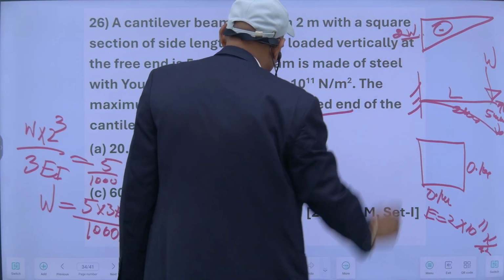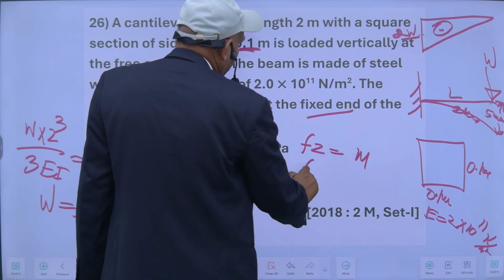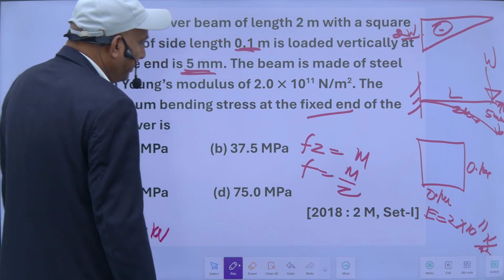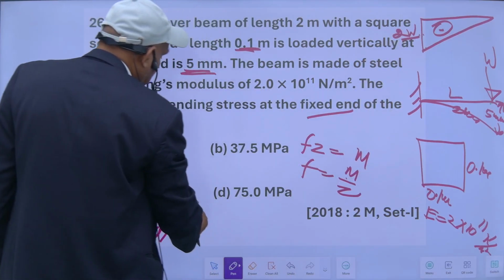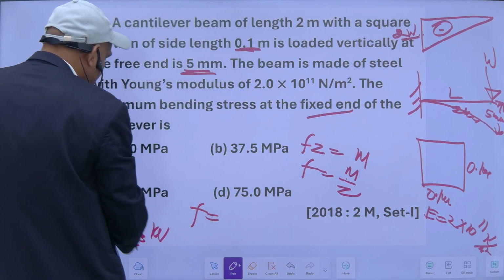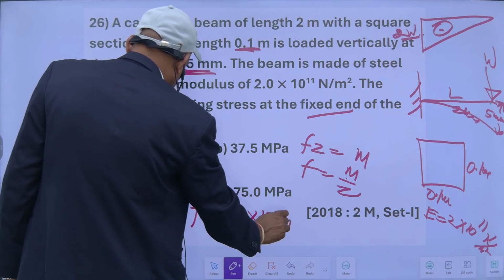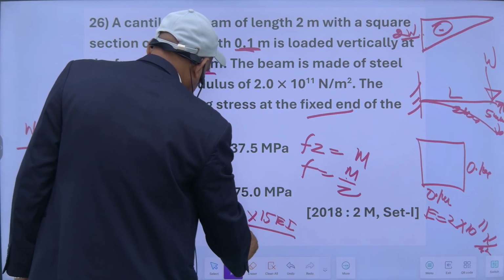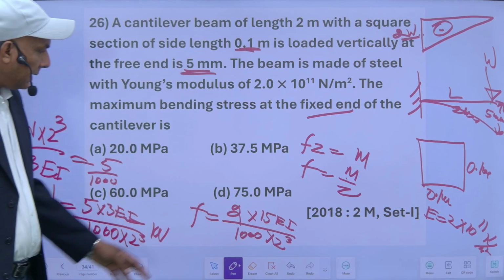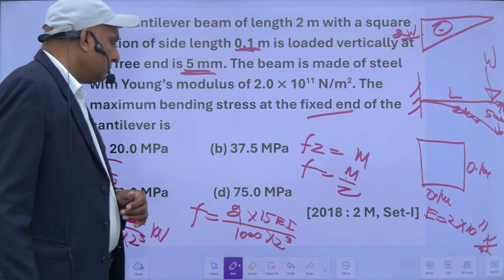And this bending moment is W into 2. This is 2W here. So F Z is equal to M. So F is M upon Z. And what is M? It is 2W. So M is 2 times of this, and this is in kilonewton meter.